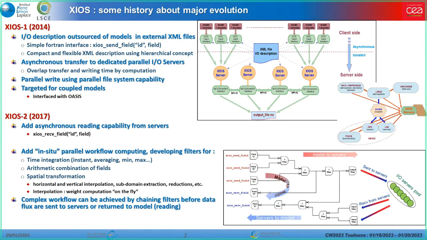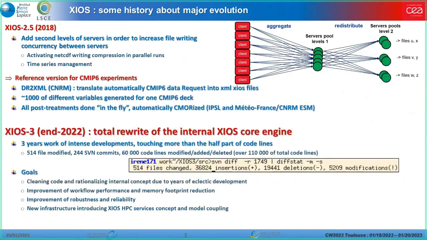Here. For the 2.5 version, we add a second level of servers. So you can see on the right, not very well. Is it possible to minimize? Yeah.